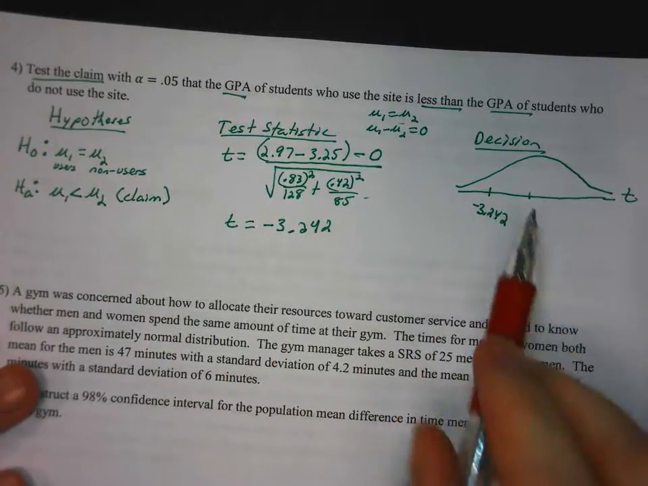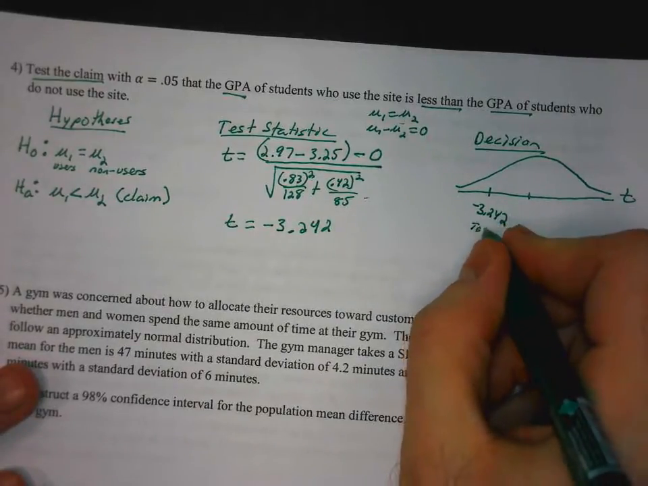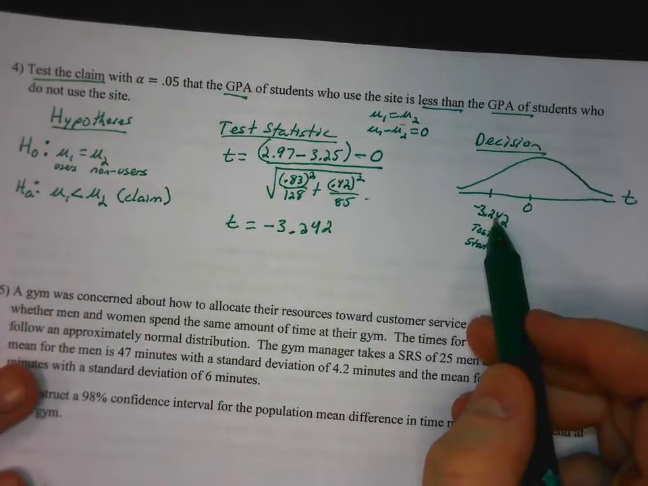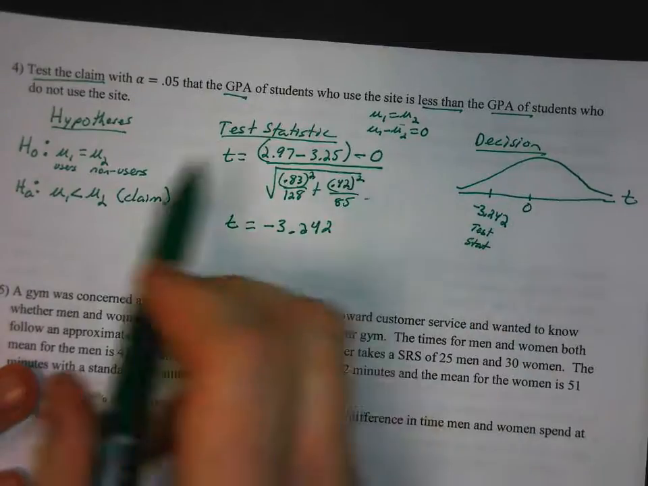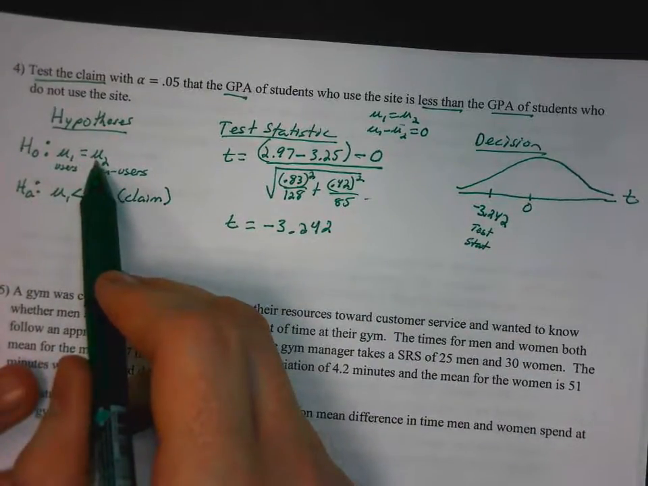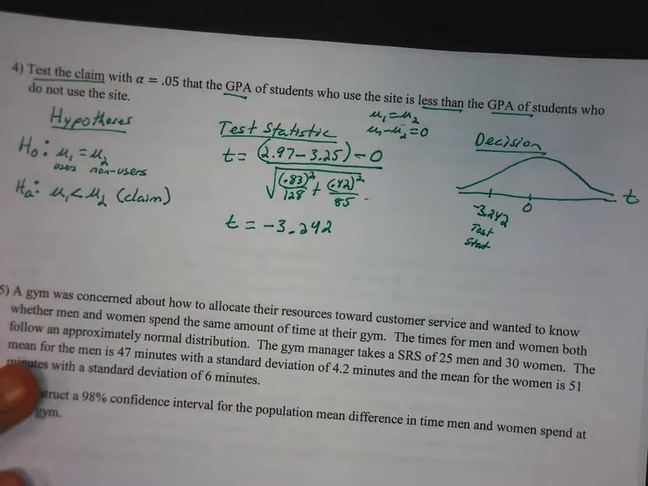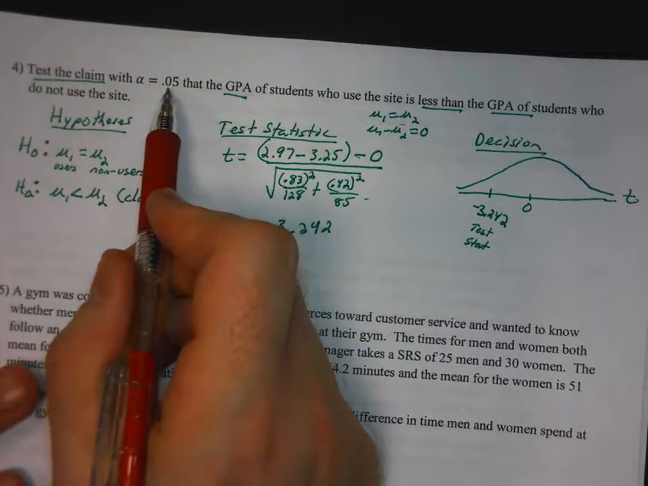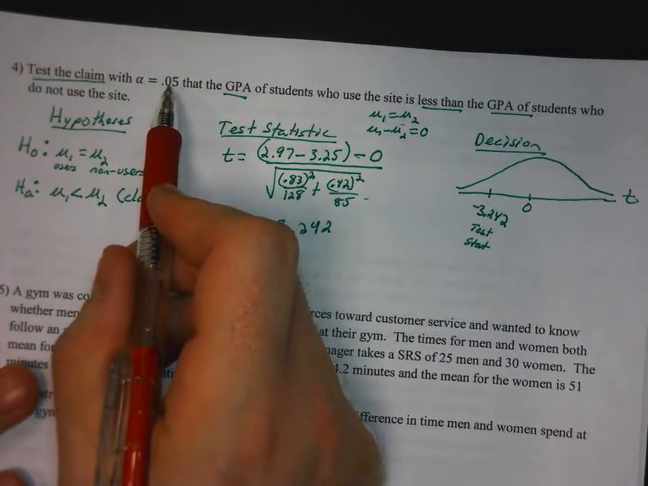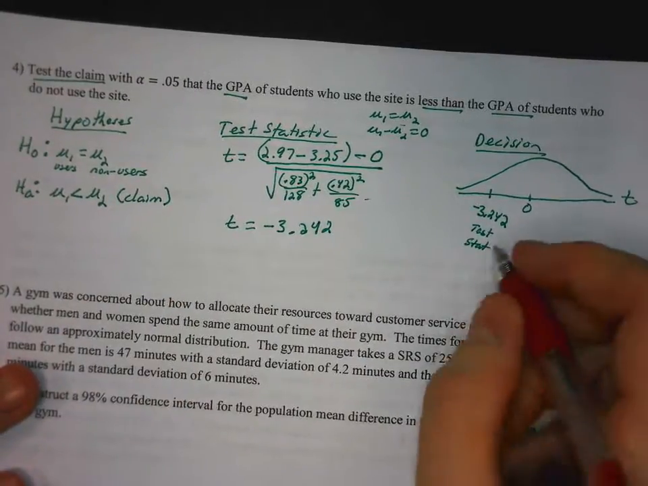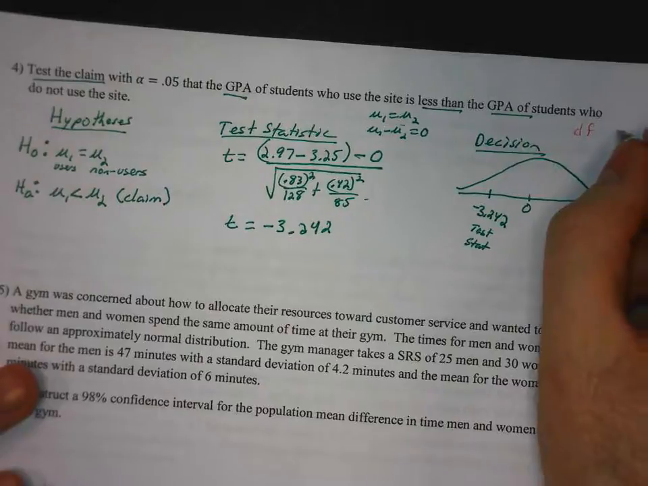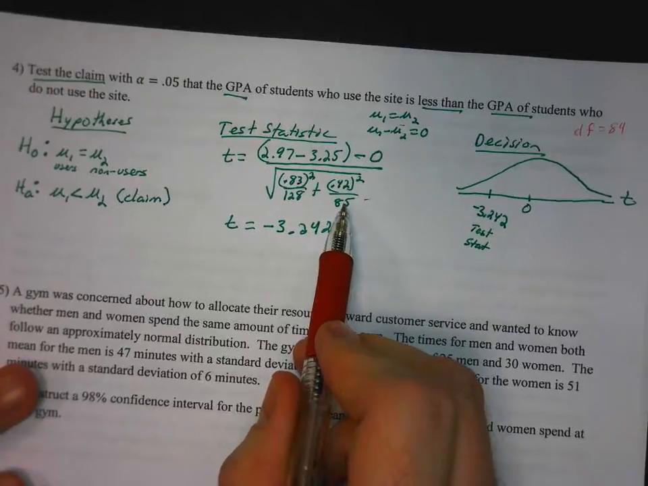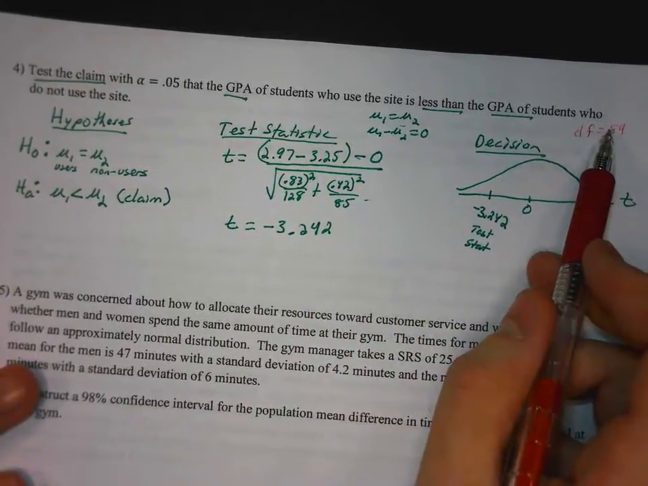Okay, so negative 3.242. Again, that was our test statistic. And the idea is, is it too far away from the center of the distribution for our assumption that mu1 equals mu2 to be a faulty assumption? So we need to know, if our alpha value is 0.05, what t-score, or what critical number for t, has 0.05 to its left when you have 84 degrees of freedom. Because again, the smallest sample size was 85, so n minus 1 gives us 84 degrees of freedom.